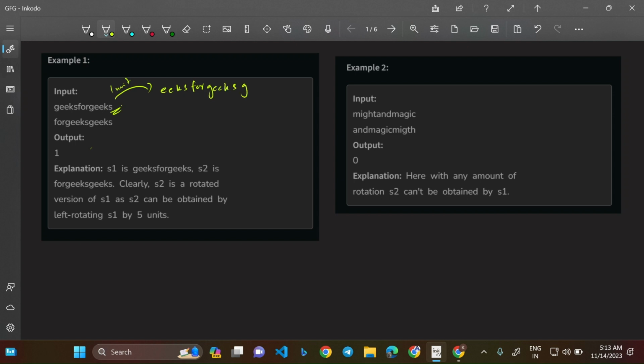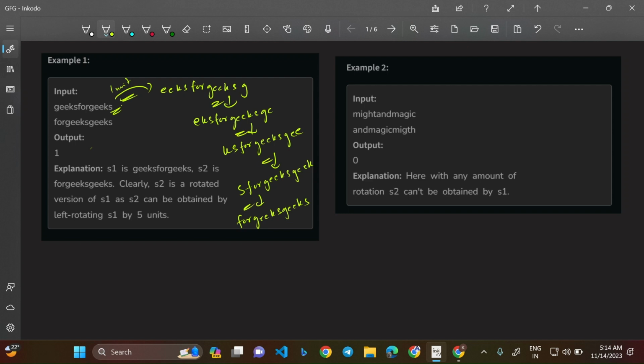And if I do another unit, I would get EKSFORGEEKSGE, and another unit, KSFORGEEKSGEE, and another unit, SFORGEEKSGEEK, and another unit I would get FORGEEKSGEEK. So how many units did I actually move? 1 unit, 1 unit, 1 unit, 1 unit, 1 unit, a total of 5 units. If I rotate the string 5 units towards the left, I would get this particular string. That is the reason the output is 1.